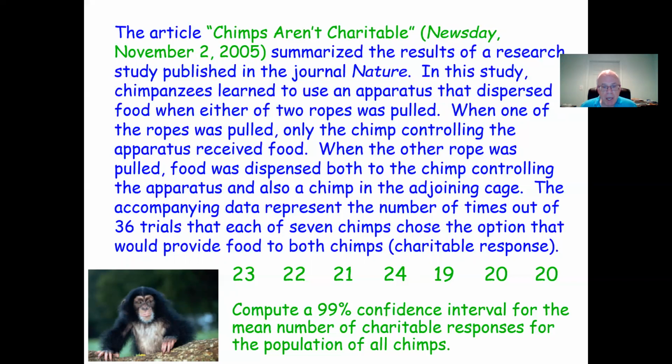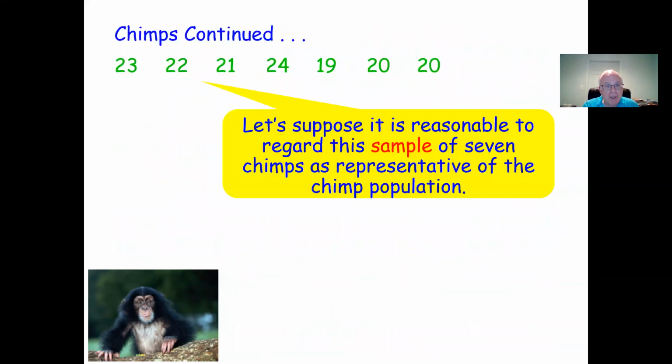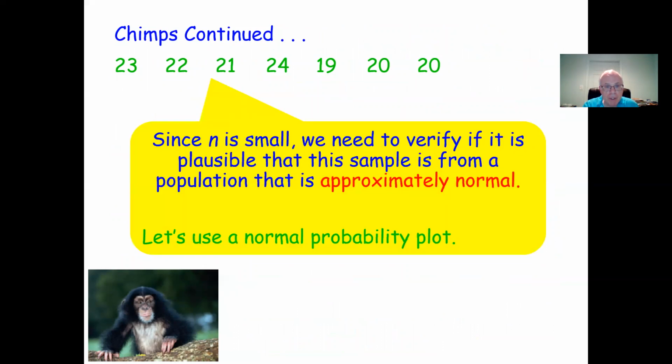So let's compute a 99% confidence interval for the mean number of charitable responses for the population of all chimps. We're estimating this for chimpanzees. They use 7 as the sample size here. Now, verify the conditions for the t interval are met. This is a random sample of 7 chimps. Yes, that's good. Now, since n is small, we need to verify that it is plausible that samples come from a population that is approximately normal. One of the things they say to do here is use a normal probability plot.